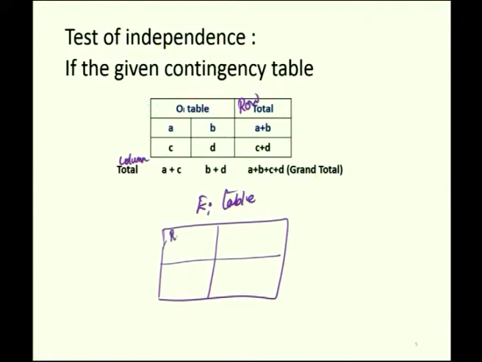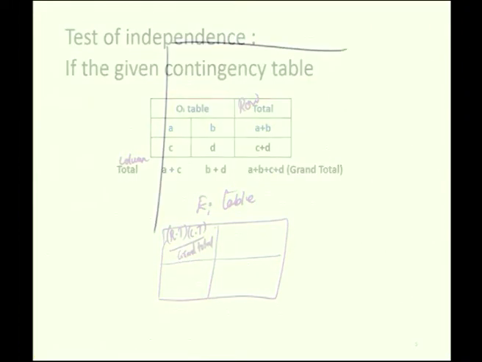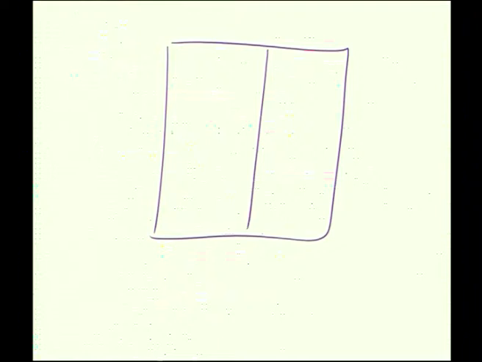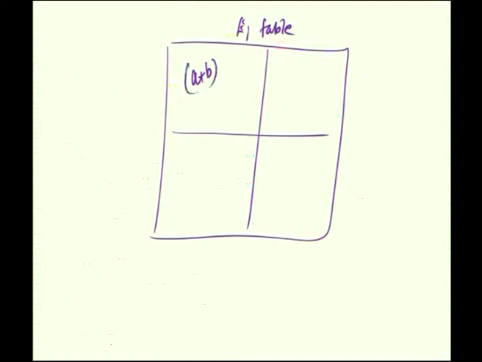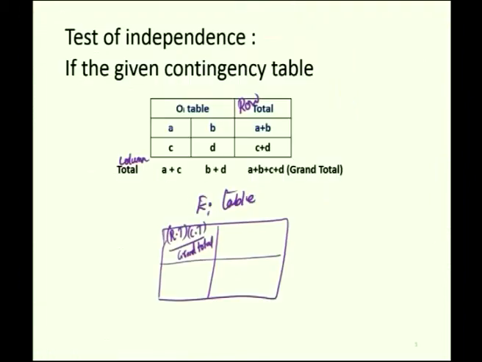So, the formula is row total into column total divided by grand total, which is: what is the corresponding row total for A in the EI table, A plus B into A plus C divided by A plus B plus C plus D, isn't it? The corresponding row total for A is A plus B and the column total for A is A plus C. A plus B into A plus C divided by the grand total A plus B plus C plus D.